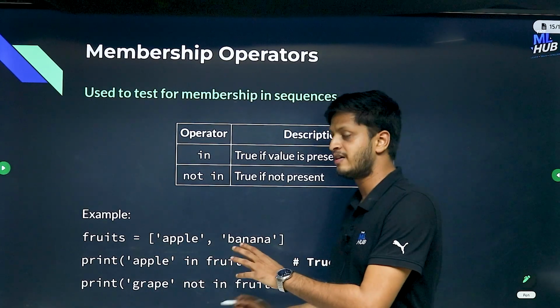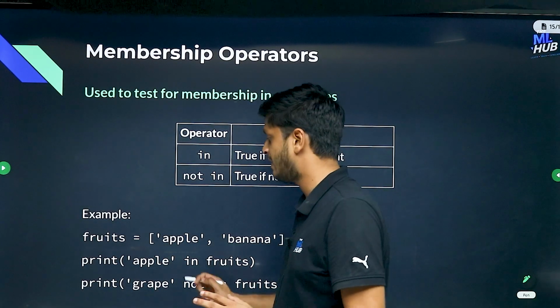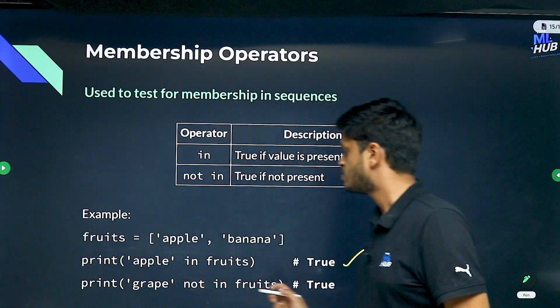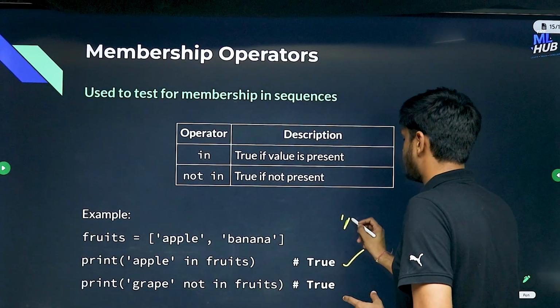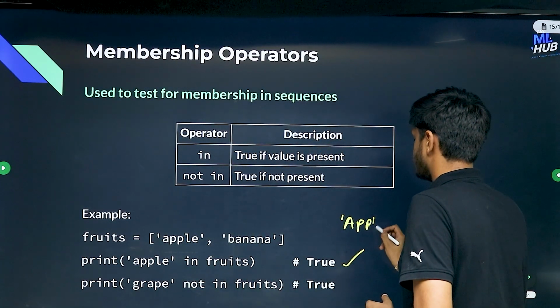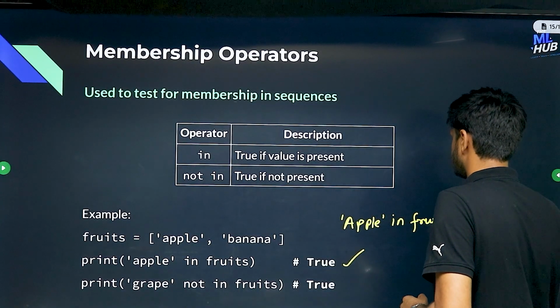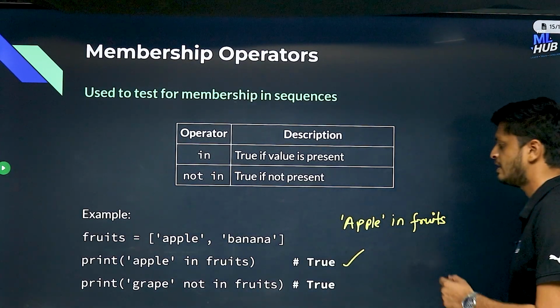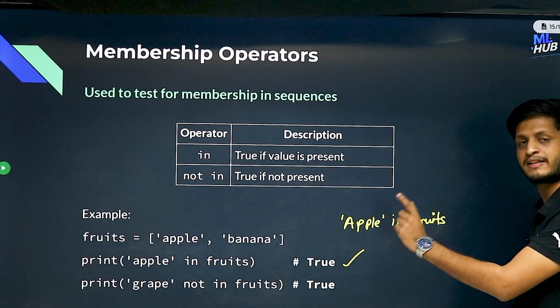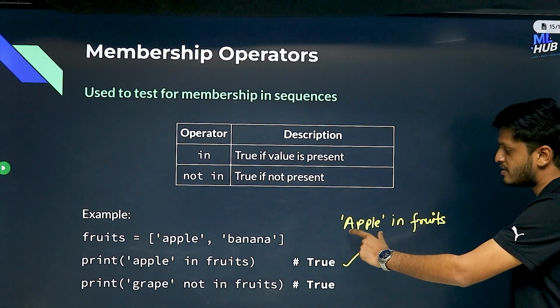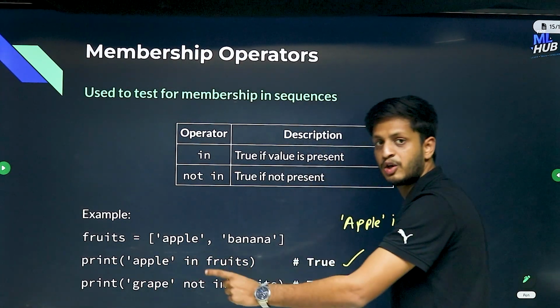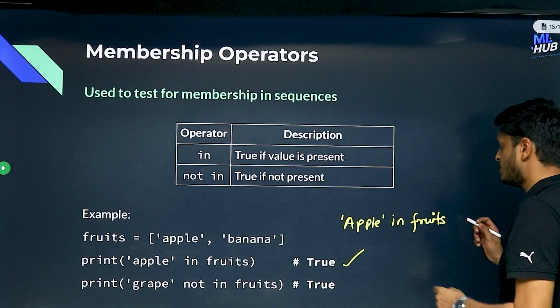But again, every string is different, and Python is a case sensitive language. So if you ask, is this Apple present in fruits? This particular string is not present. Python is a case sensitive language. This string is different from this string because A is capital here. So this will give you false.